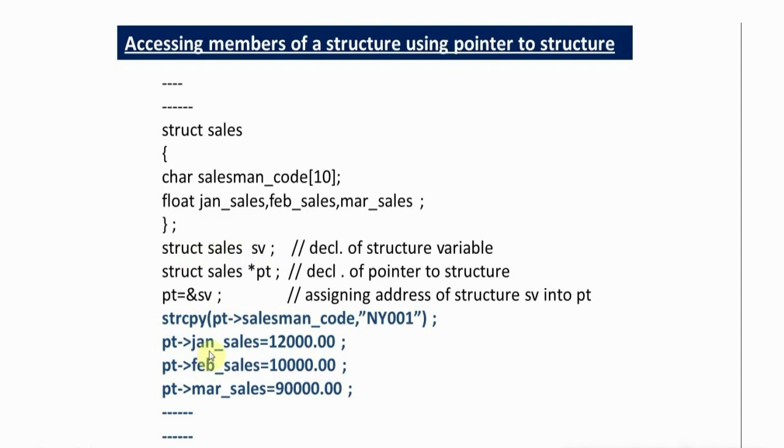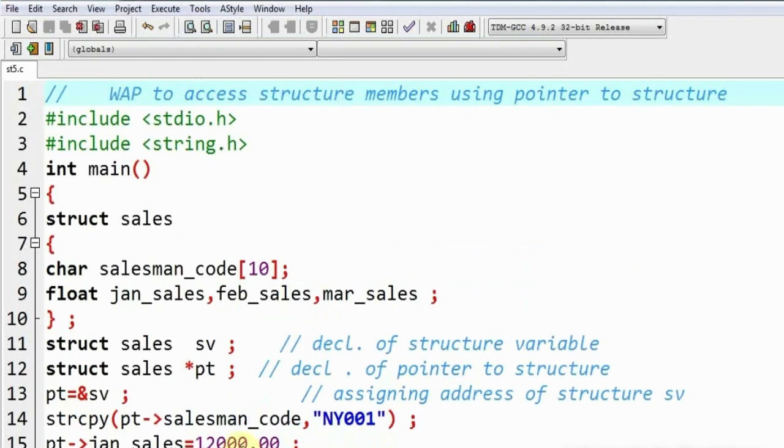So in the next case also I am writing pt arrow January sales 12,000, pt arrow March sales. So we are assigning the values to these members by using this pointer to structure, and we are using the arrow operator in this case. Now I would show you the sample program which uses pointer to structure.